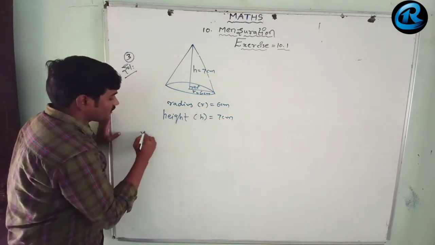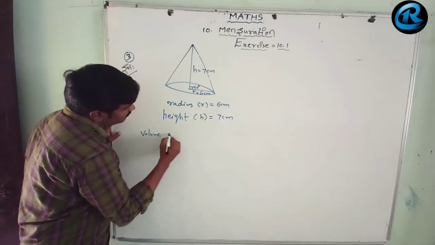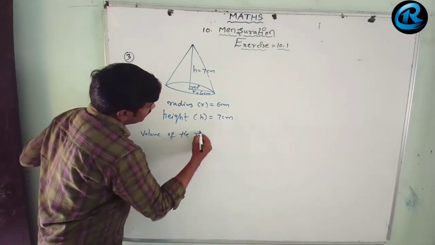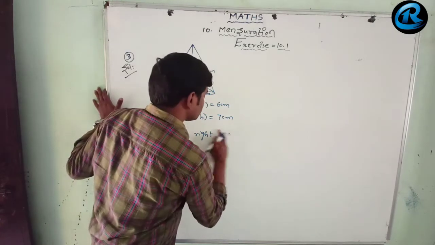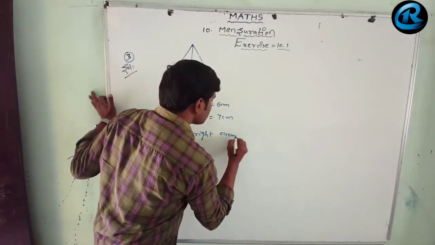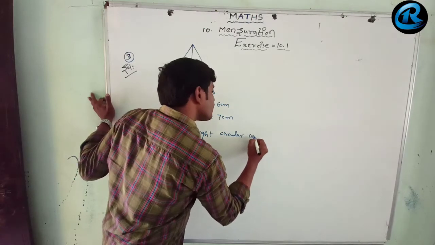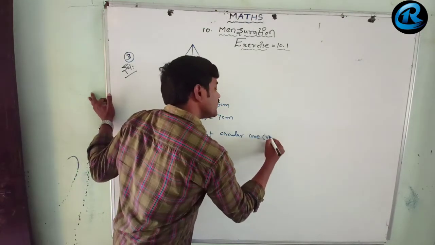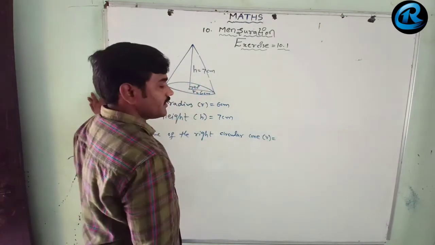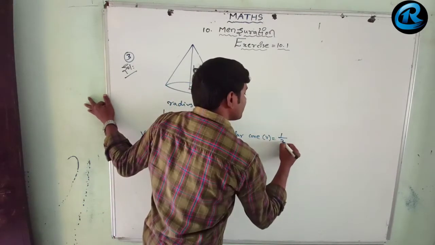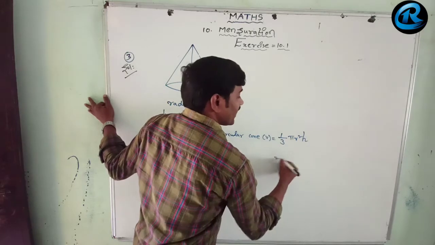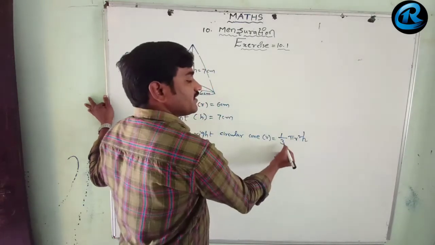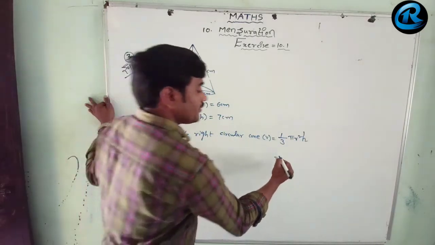Now we have to find out the volume of the right circular cone. V equal to, volume is denoted by V. What is the volume of the cone? 1 by 3 pi r square h. Pi r square h is the volume of the cylinder. 1 by 3 pi r square h is the volume of the cone.